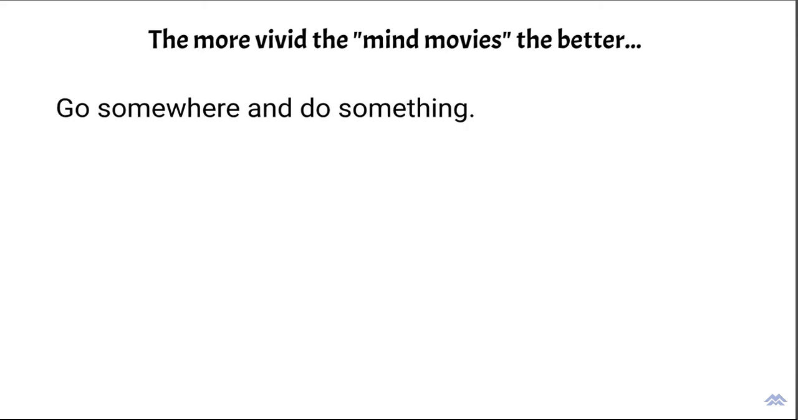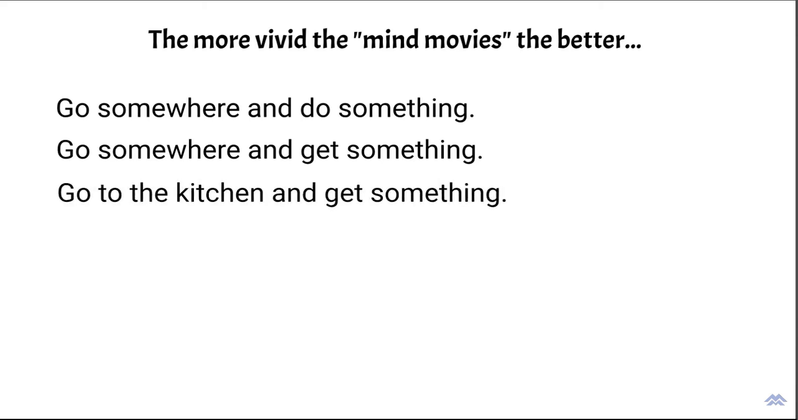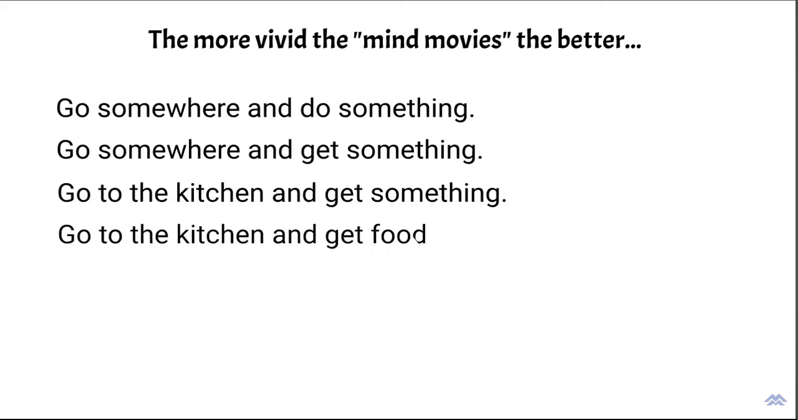Here are more examples to further illustrate how this works. You could say, go somewhere and do something. This is a blank movie screen, no imagery. Go somewhere and get something. Do can mean anything, get is a little more specific. Go to the kitchen and get something. Still vague, but now you know where to go. Go to the kitchen and get food. Now we're getting somewhere. Do you see how filling in the details creates imagery?